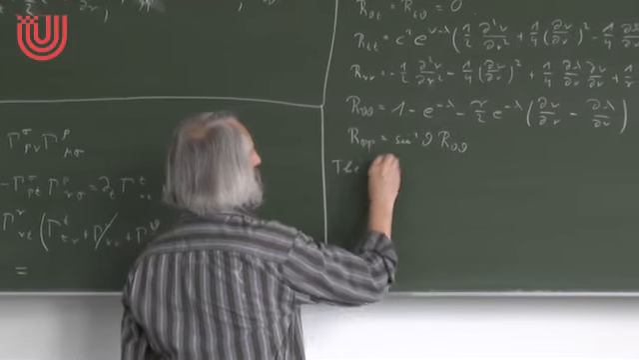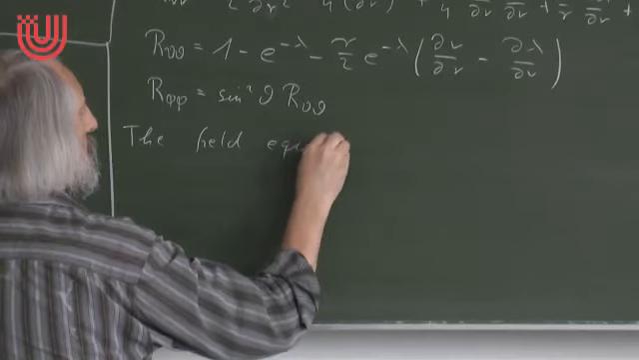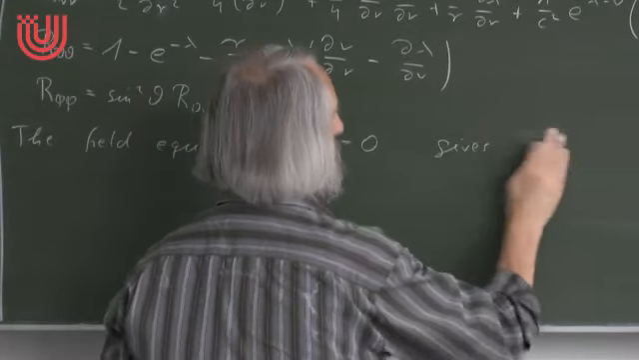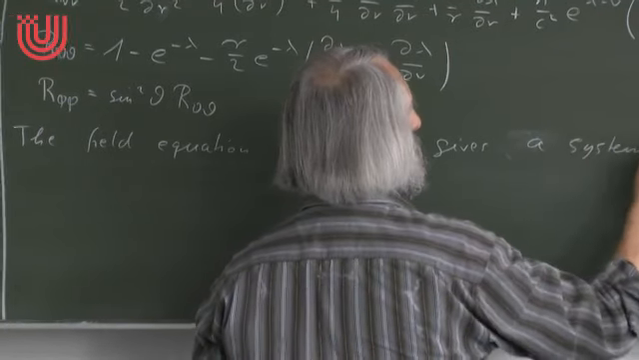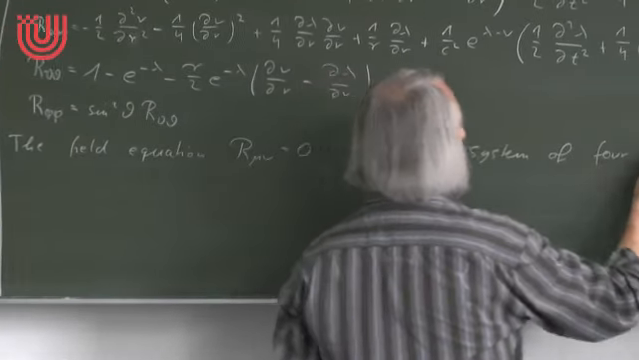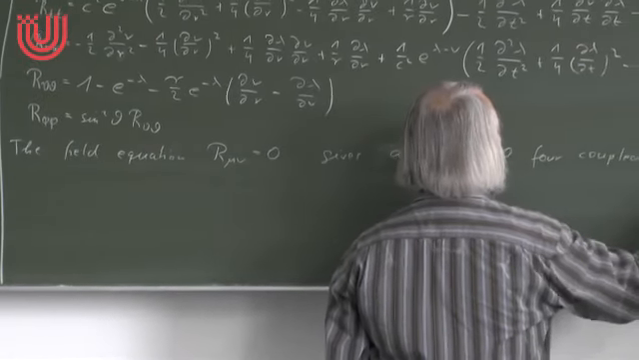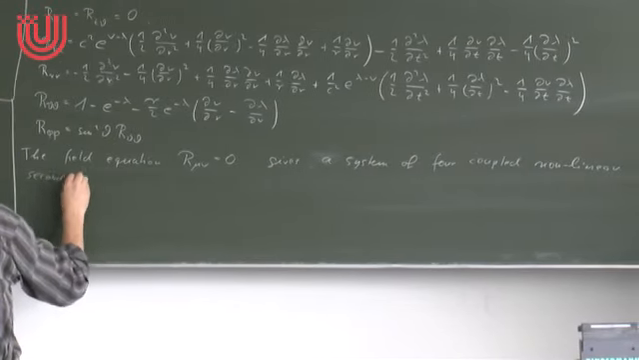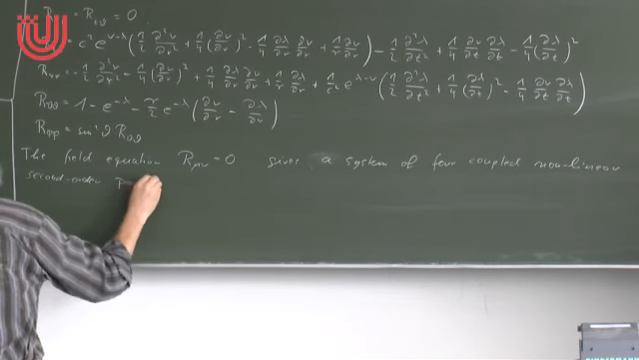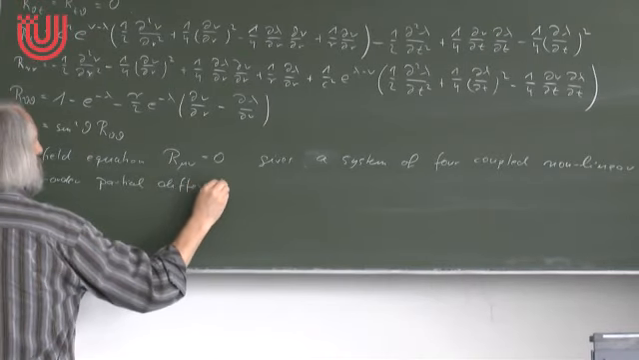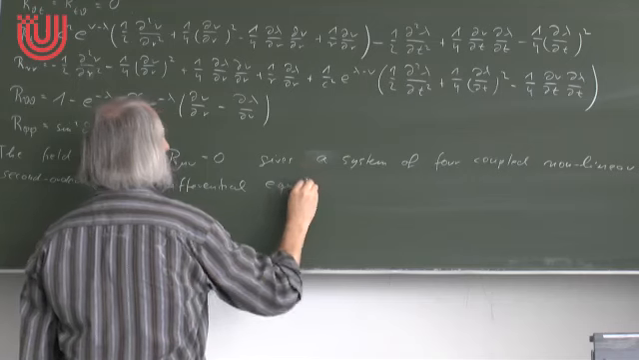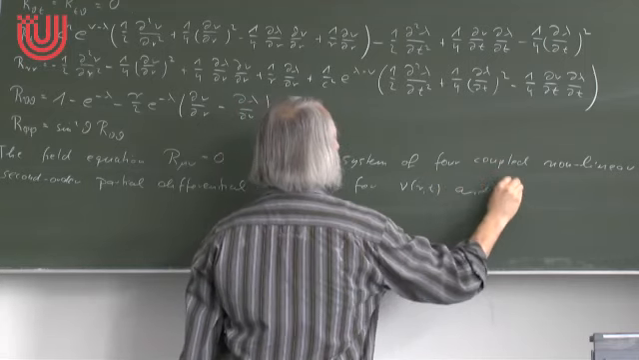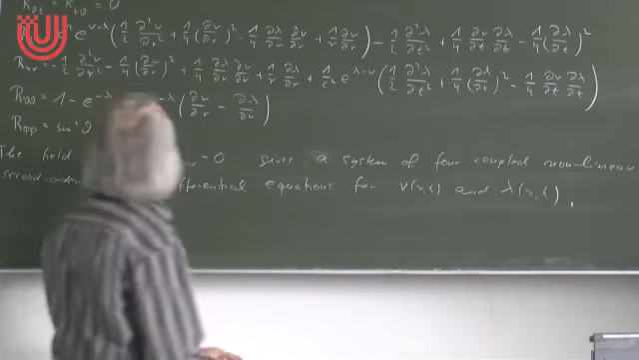So the field equation gives a system of 4, of course coupled, nonlinear, second order partial differential equations for ν of r and t and λ of r and t. And we have to write them down and then solve them.